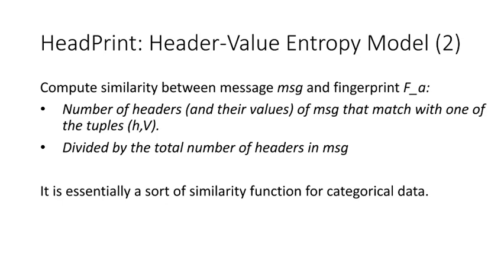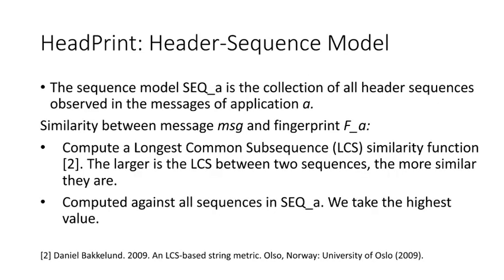We then divide the total by the total number of headers in the message, and we have a score between 0 and 1. Of course, the closer the score is to 1, the more similar it is to the content of the model. For the header sequence model, the model is just a set of all the header sequences observed in the message collection for that application that was used during training.